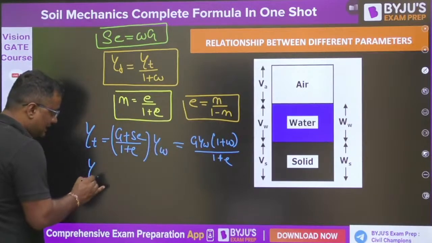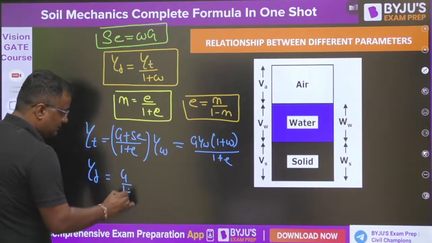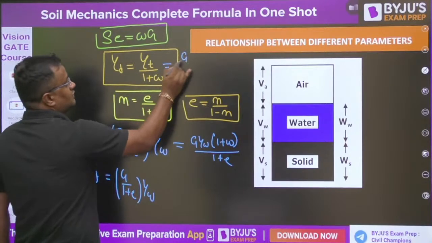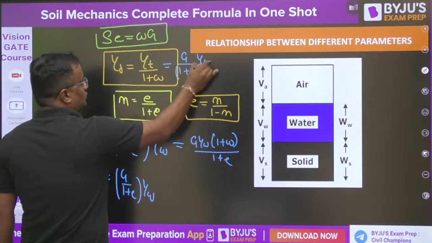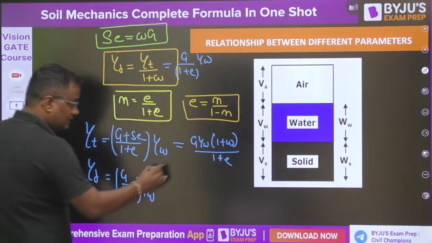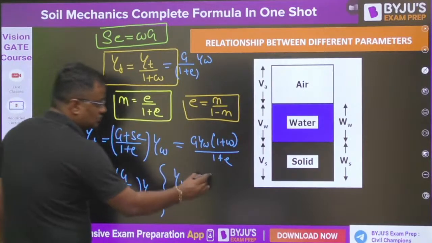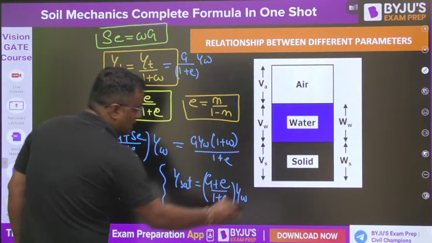Now, for gamma dry, S will be 0. So put S is equal to 0 here: G upon 1 plus e into gamma w. And gamma dry has this formula also and this formula also, both are the same. For saturated, put S is equal to 1. So G plus e upon 1 plus e into gamma w.